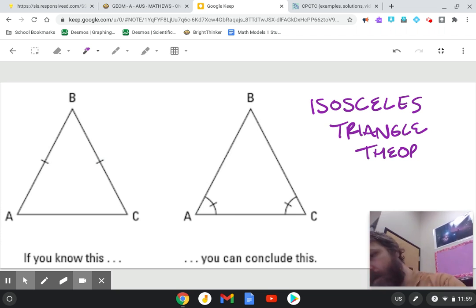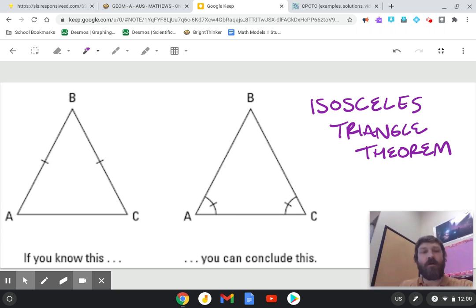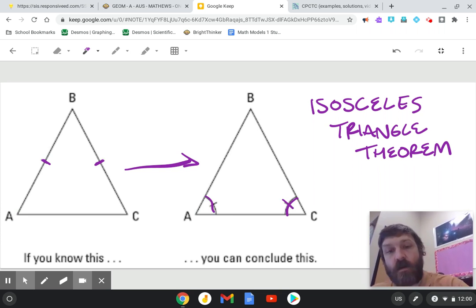theorem. Again, these are all related to triangle congruence, but we know in isosceles triangles that if we have a triangle and all we know about that triangle is that AB and BC are congruent, and you see that here with these marks, then we can prove that the angles A and C are congruent to each other based on the isosceles theorem, because we know that isosceles triangles have this kind of relationship, that the base angles are congruent because the sides are congruent.